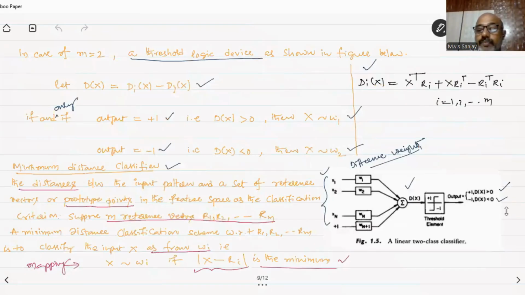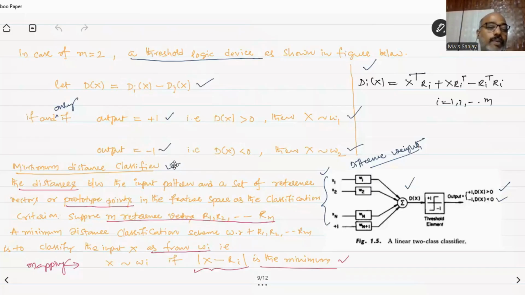Input features. In the case of m equal to 2, it is a very simple threshold logic device. In order to make a decision between two classes, the below block diagram represents a linear two-class classifier. The first is the feature vector, followed by different weights, where we calculate d of x. d of x is compared with 0. If it is greater than 0, we say it is 1. Otherwise, it is minus 1.